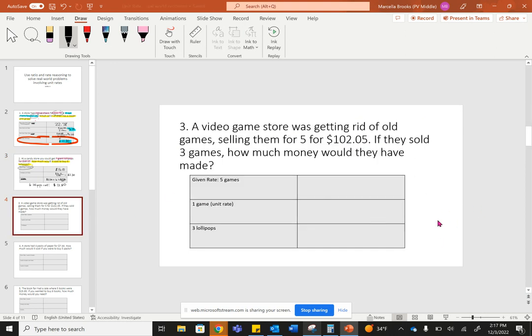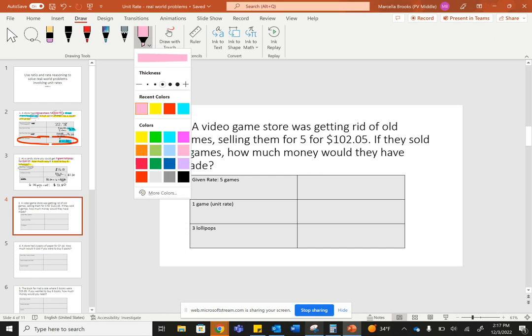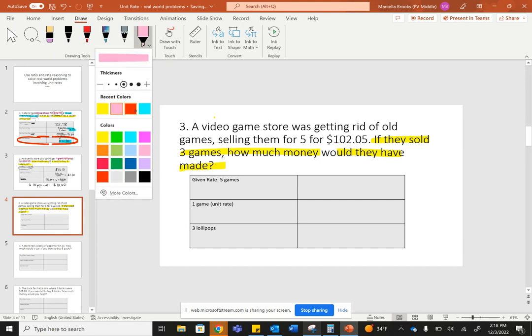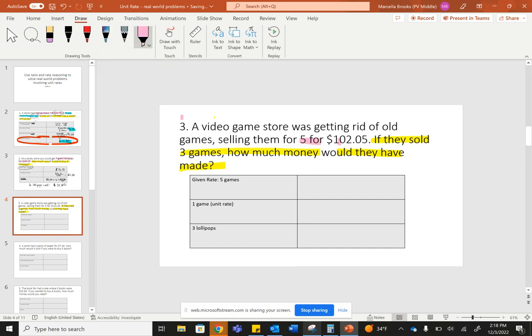All right, moving on to the next one. A video game store was getting rid of old games, selling them for $102.05. If they sold 3 games, how much money would they have made? So let's first highlight our question. What's the question we're trying to answer? If they sold 3 games, how much money would they have made? Now we're going to highlight our rate. So what's the rate they gave us? They gave us 5 games for $102.05. So the given rate is 5 games for $102.05.